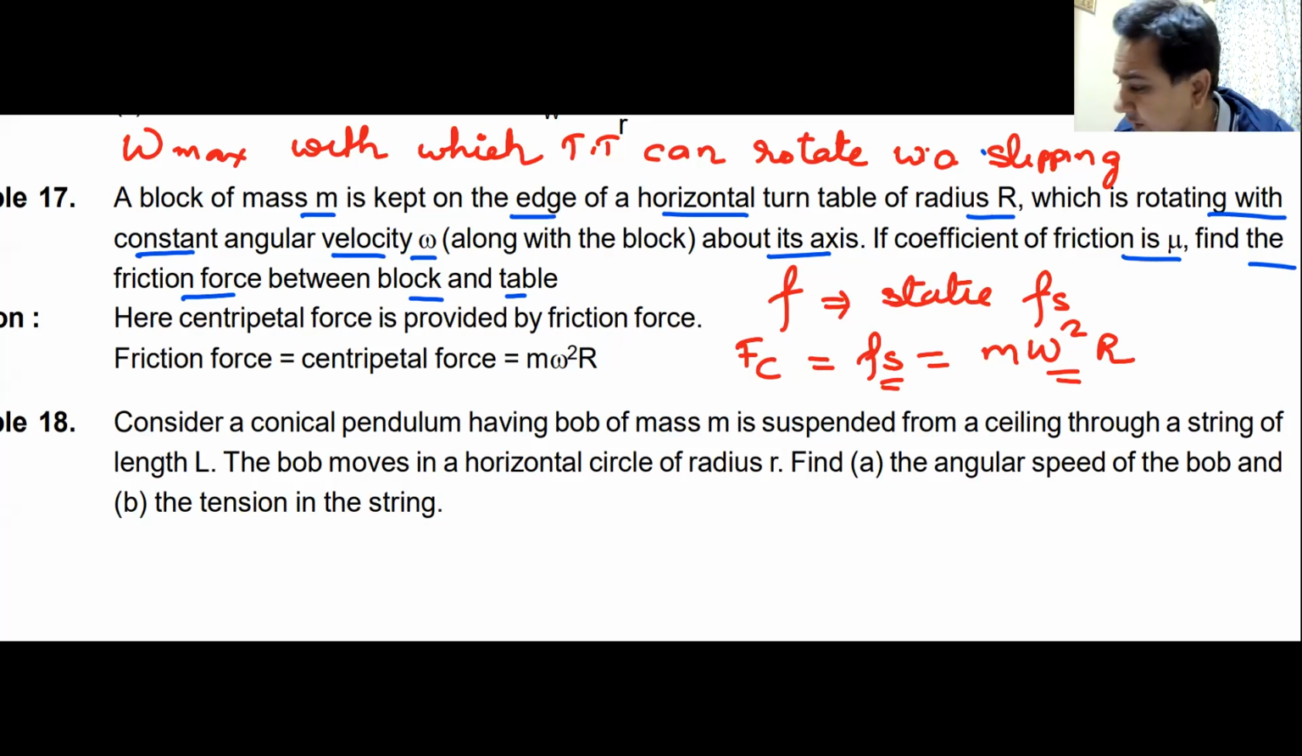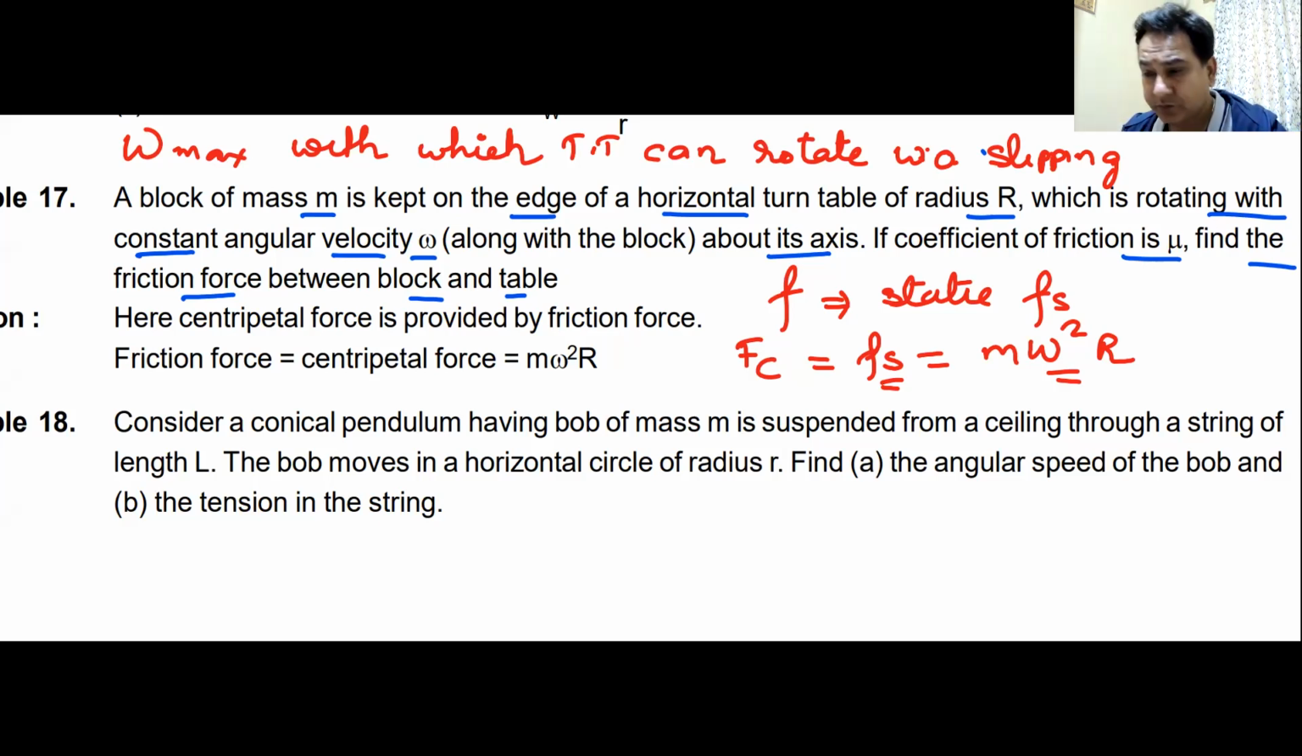I hope you have tried the question. Now, with what maximum angular velocity can I rotate this so that the block and the turntable rotate together? At some point, the block will slip away. How do I get that velocity?